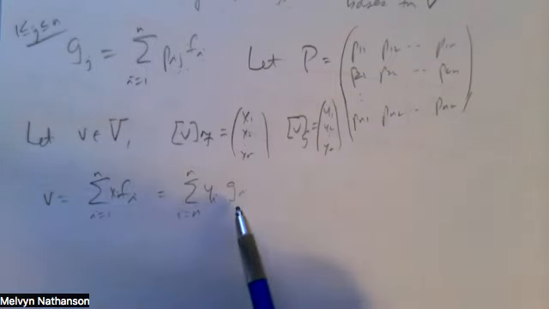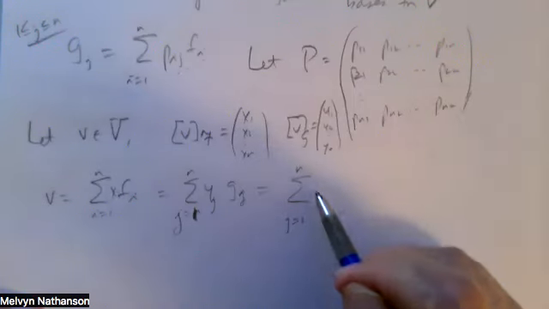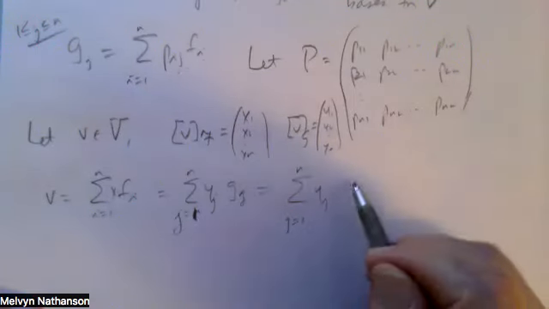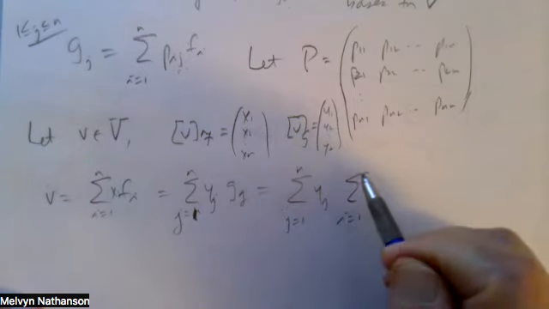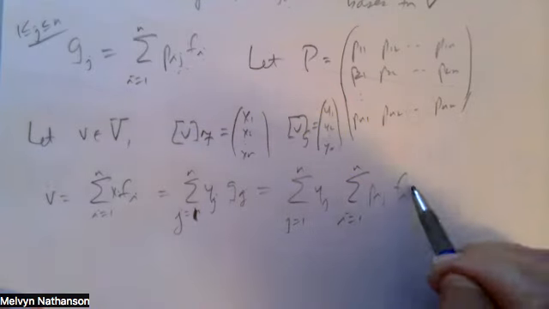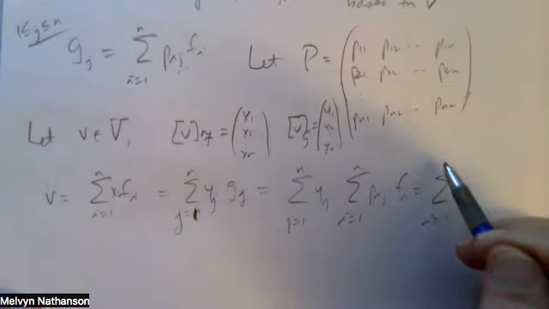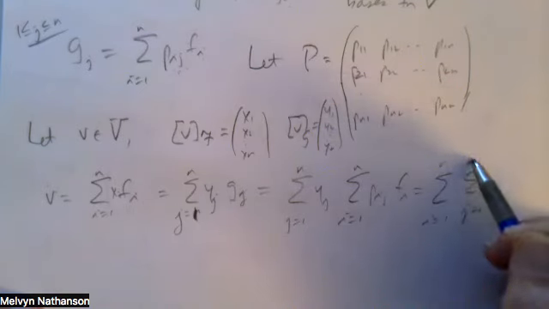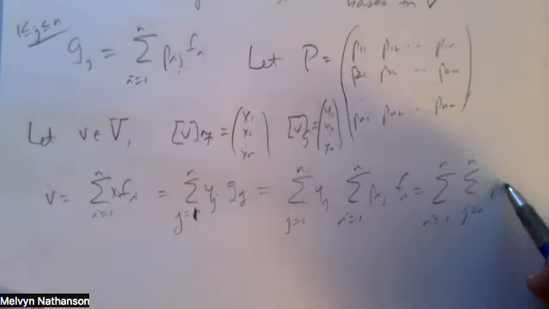Maybe I'll call this G_j. So let's write G_j as a linear combination of the F's. This is the summation, j goes from 1 to n, of y_j G_j, which is the summation, i goes from 1 to n, of P_ij f_i. If I interchange summations, i goes from 1 to n, j goes from 1 to n, I have P_ij y_j times f_i. f_i is a vector, this is a scalar.